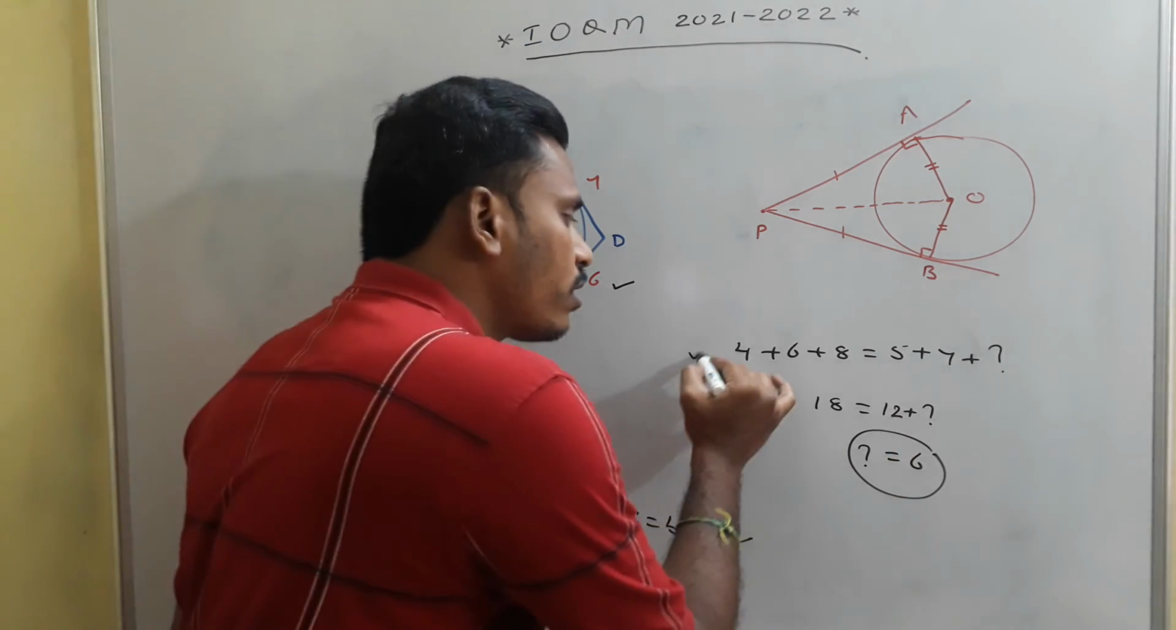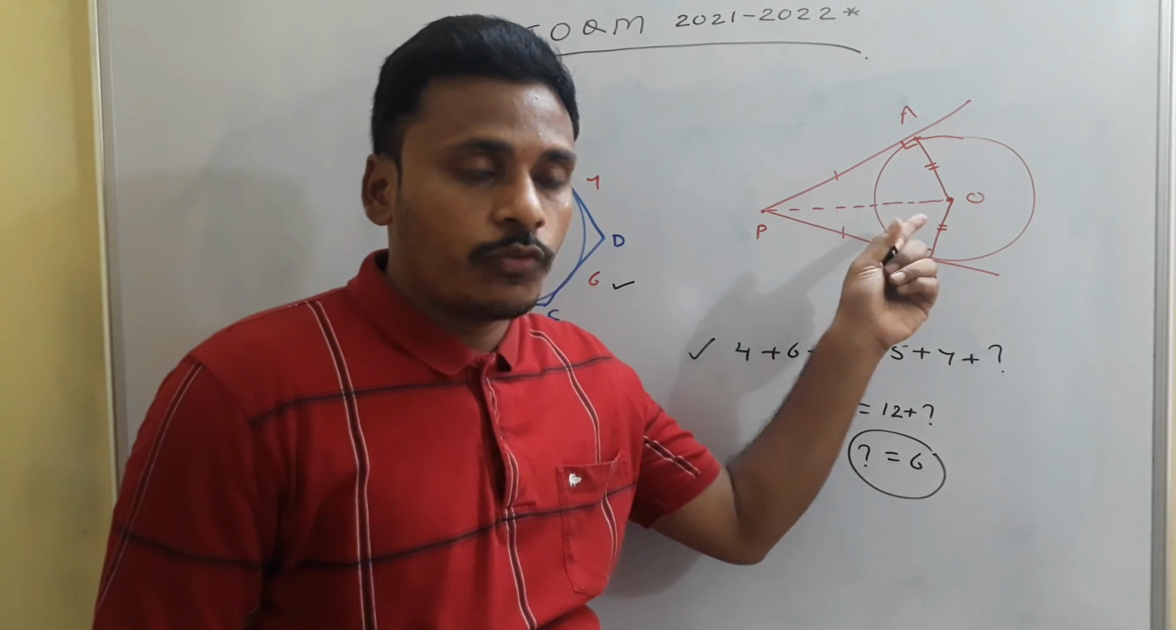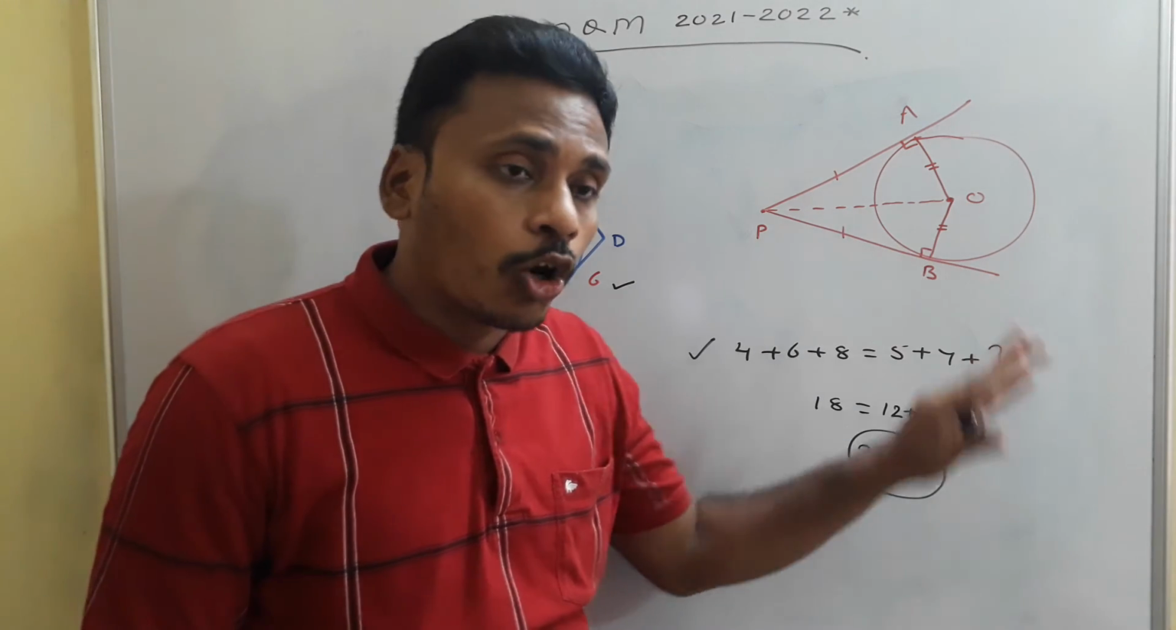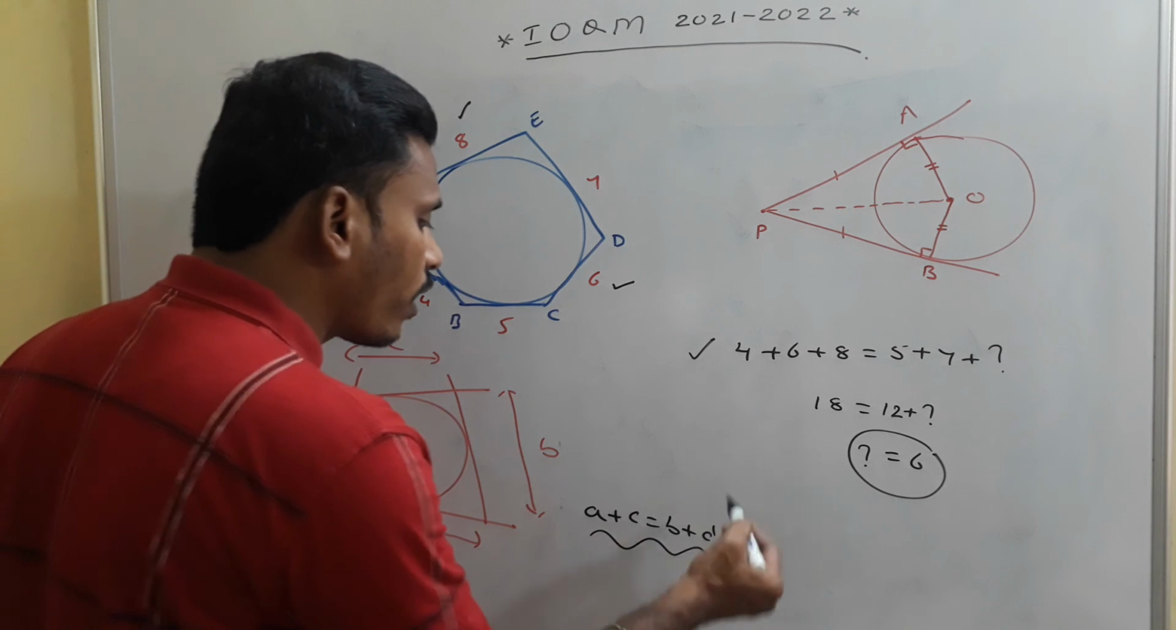To establish this result, you need to use this concept of length of tangent, which is drawn from an external point to a circle. Using that concept, not only for a hexagon, we have a chance to establish that type of relation for a quadrilateral also.